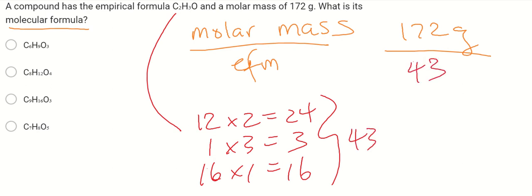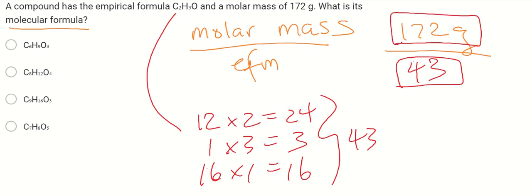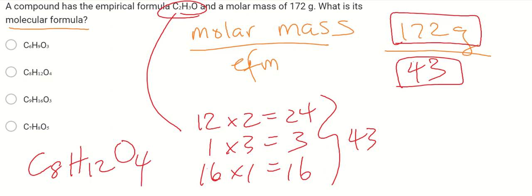All right, so there's the mass of your empirical, which is your lowest ratio, and this is the actual mass of the molecule. So how many times is 43 going into 172? It should be pretty close to a whole number, if not exactly. All right, 172 divided by 43 is 4. It's exactly 4. So there's your empirical, and it's 4 times that. So it's going to be C8H12O4. Is that a choice? There it is.